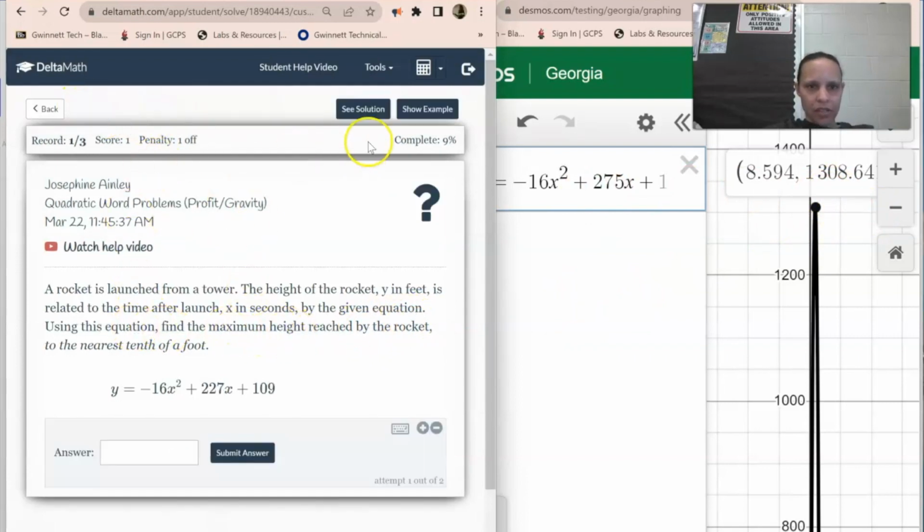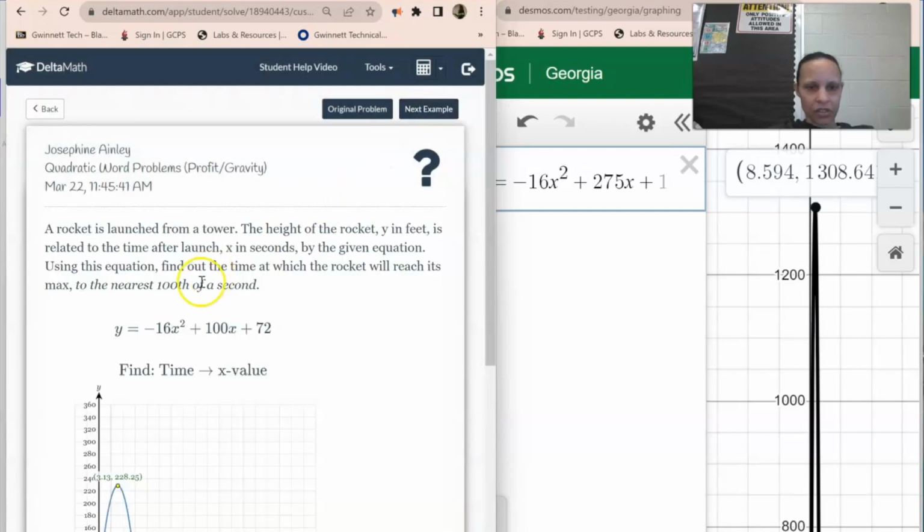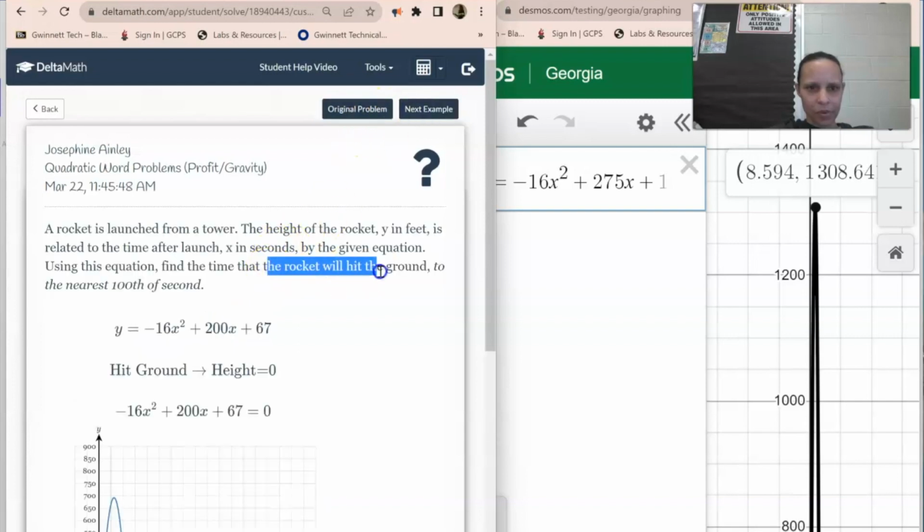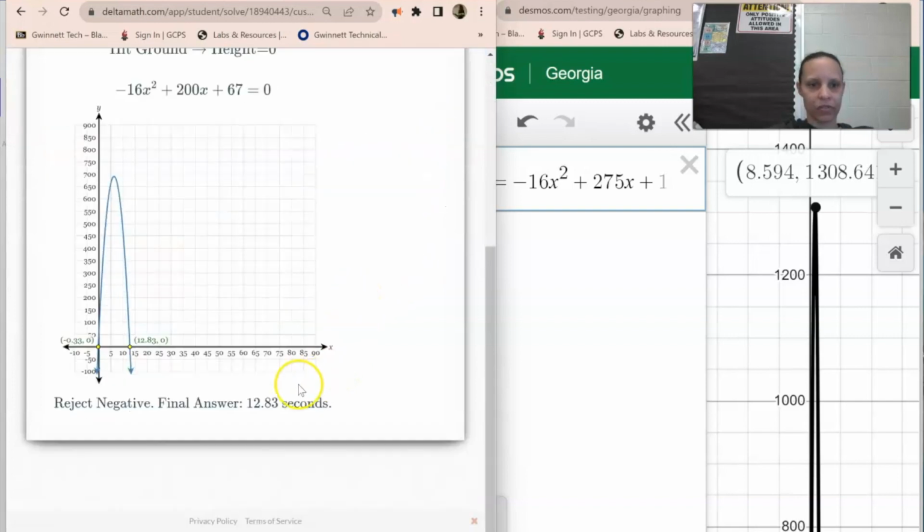Let's see what this is. Height. I'm just going to hit example until I find something else. Rocket will reach its max, so that's the maximum height. Next example. When will it hit the ground? Okay, that's a different one. So it goes up to the maximum and then down to the ground.